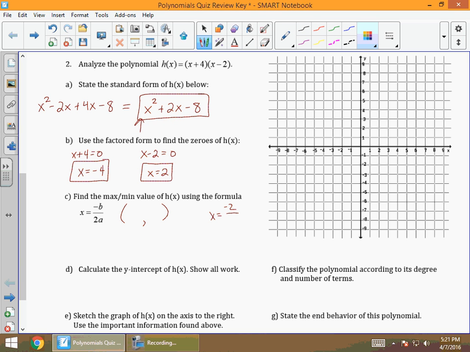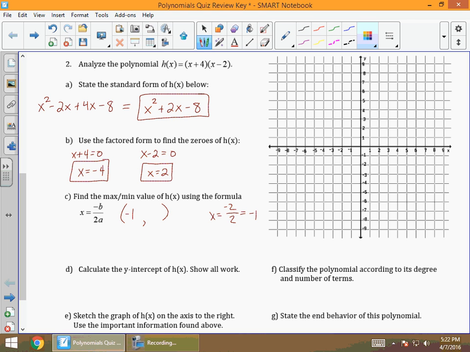Well, what is a? a is the number out in front of x squared. And we don't see a number there because it's an understood 1. So 2 times 1 is 2. So negative 2 divided by 2 is negative 1. So my x value is negative 1.